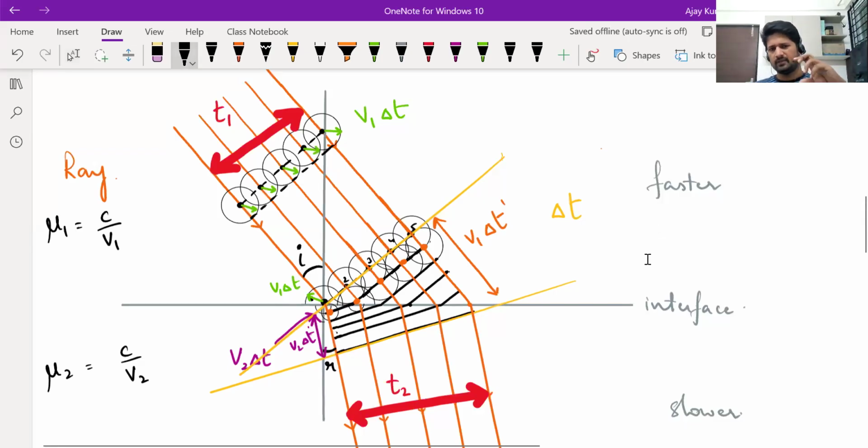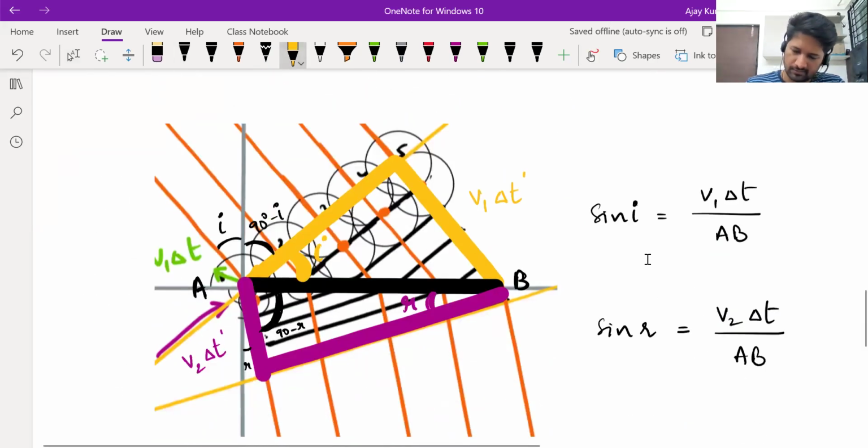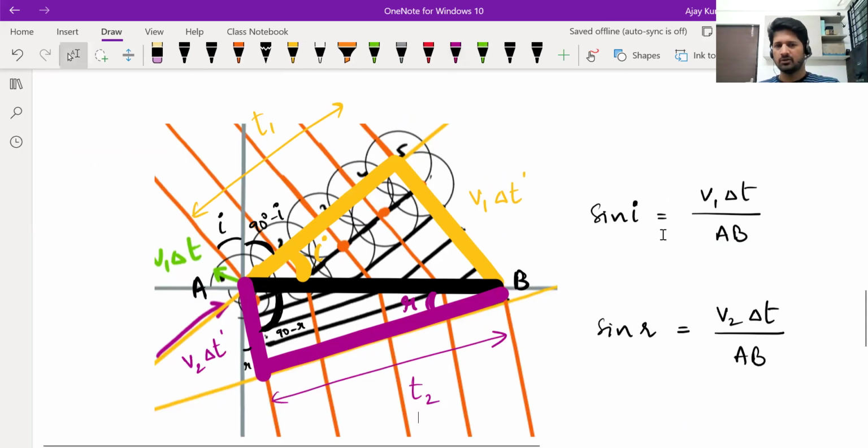See, T1 is one side of this upper triangle. This side is T1. T2 is one side of the lower triangle. Simple. You just have to relate those two sides. Rishi, how are you trying to do this? The two triangles have a common side. You can see the angle of incidence, angle of refraction also in the triangles.